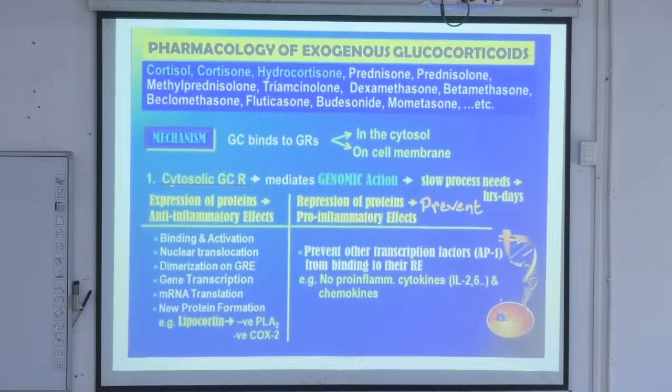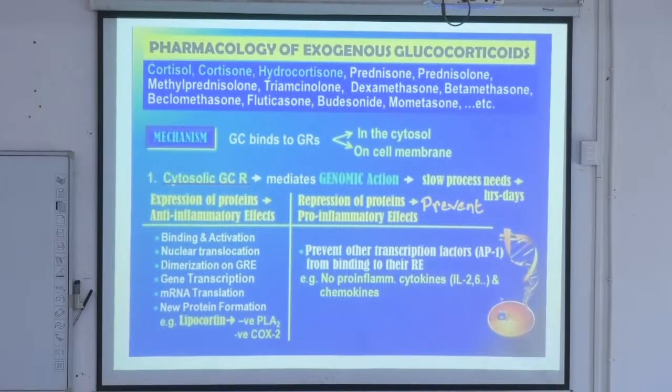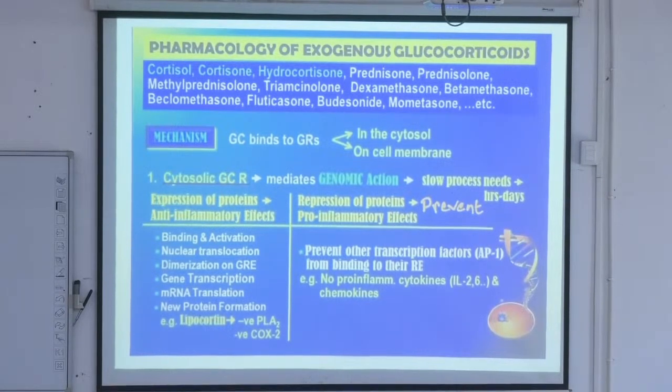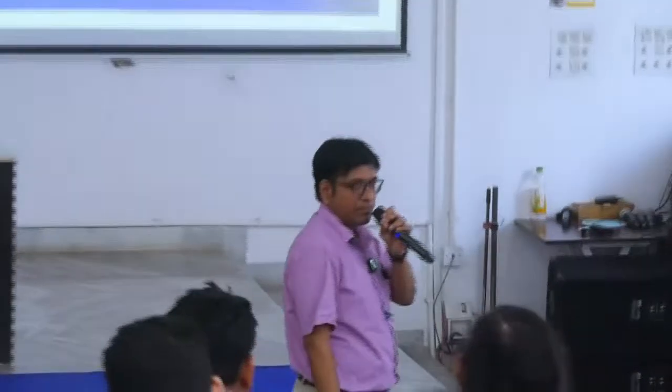Glucocorticoid receptors go and bind to specific portions of DNA called glucocorticoid response element. ঠিক আছে? And on binding to specific portions of DNA, they do two different things.